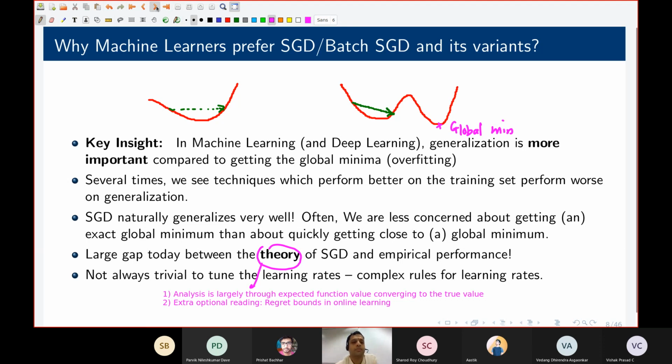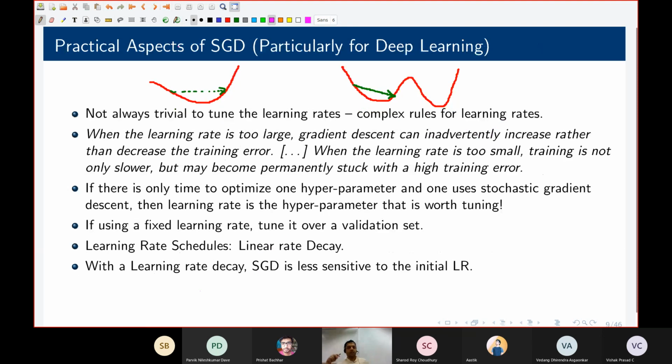Okay. Yeah, just further emphasizing that point of step sizes or learning rates. The learning rates are the most non-trivial part. As you can see in these two pictures, for convex and non-convex, it's so unclear what it's going to be, right? The learning rate part. When the learning rate is too large, gradient descent can inadvertently increase rather than decrease the training error.